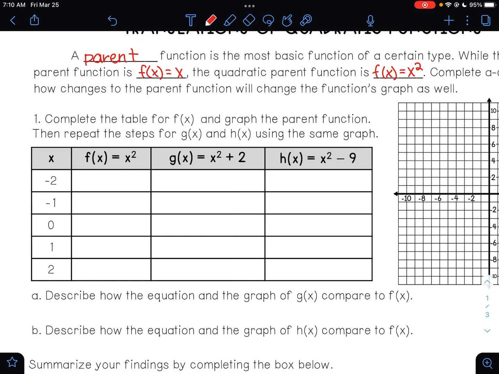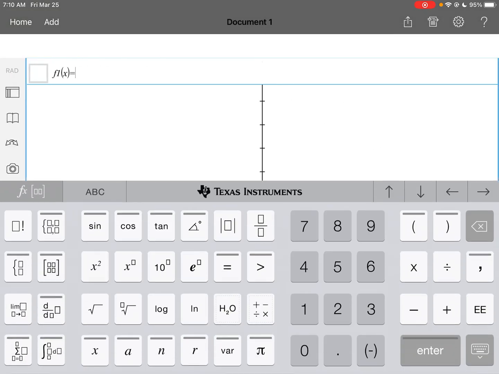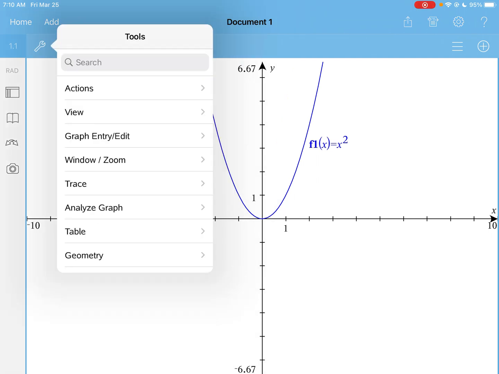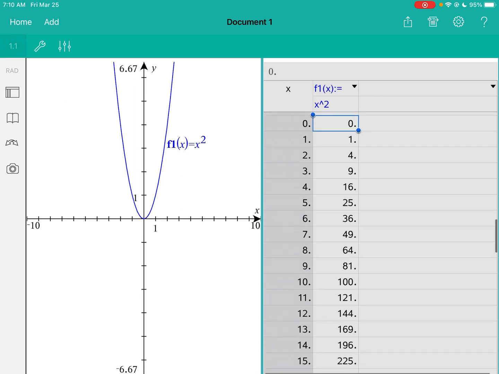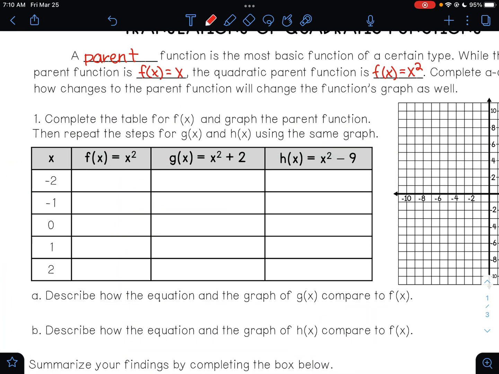So starting off with our table, we're going to start with f of x equals x squared. So we're going to go to our graph, and type in that equation, x squared. We're going to hit Control T to get the table. I have to do it a little differently on the iPad, and I want the values -2 to +2. So -2 is 4, -1 is 1, 0 is 0, 1 is 1, and 2 is 4. So I'm going to fill in those values: 4, 1, 0, 1, 4.